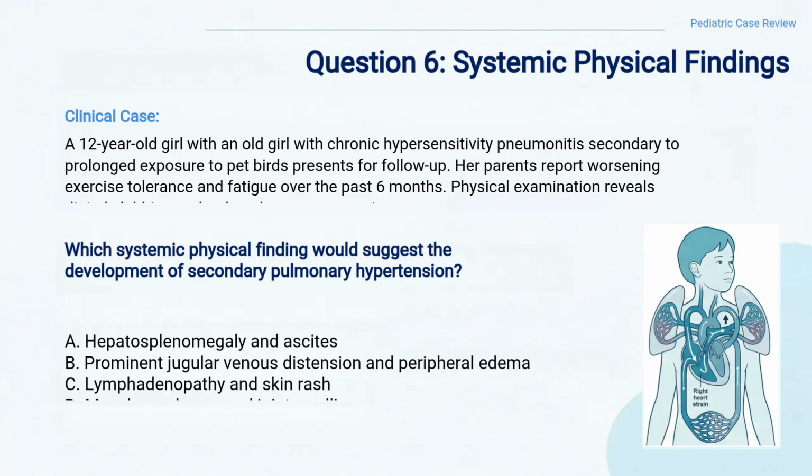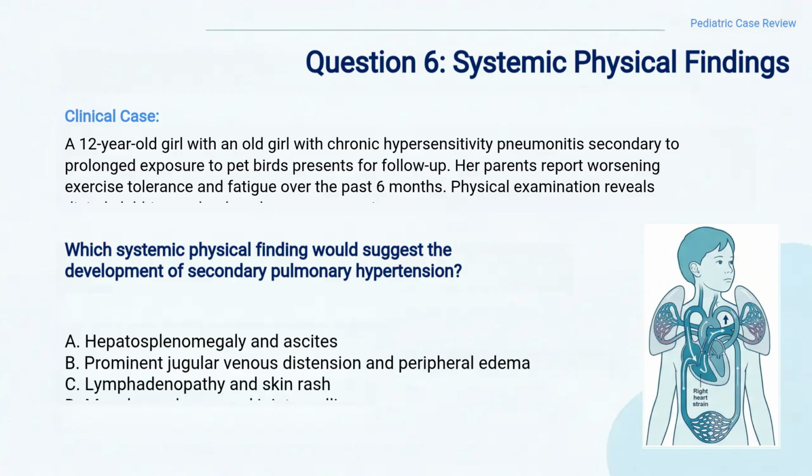Question 6. Systemic physical findings. A 12-year-old girl with chronic hypersensitivity pneumonitis secondary to prolonged exposure to pet birds presents for follow-up. Her parents report worsening exercise tolerance and fatigue over the past 6 months. Physical examination reveals digital clubbing and reduced oxygen saturation. Which systemic physical finding would suggest the development of secondary pulmonary hypertension? Option A, hepatosplenomegaly and ascites.